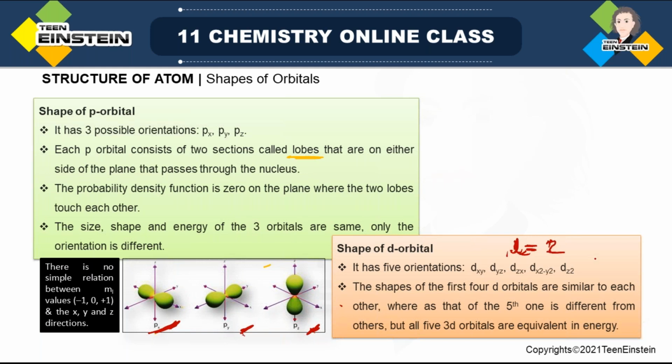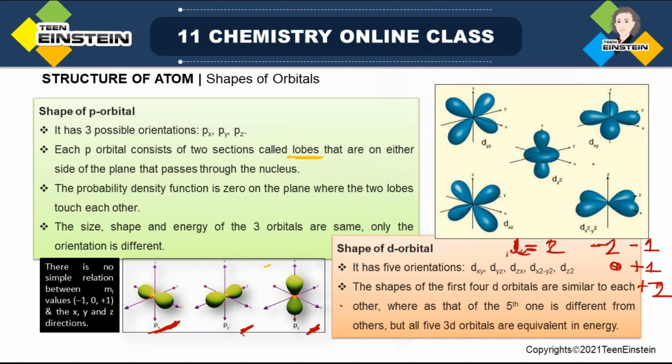And when the azimuthal quantum number is 2, possible ML values are -2, -1, 0, +1, +2. So 5 possibilities are there. So 5 directions, 5 orientations will be there. All these orientations, you can see the names: dyz, dxz, dxy, dx square minus y square and dz square. Now we will see this.